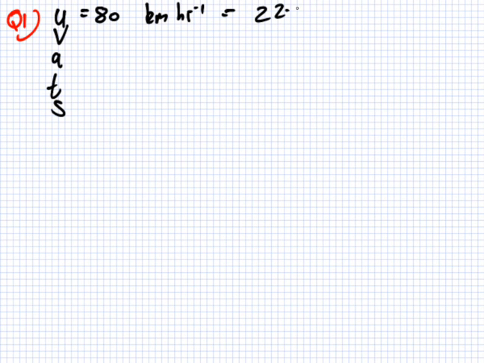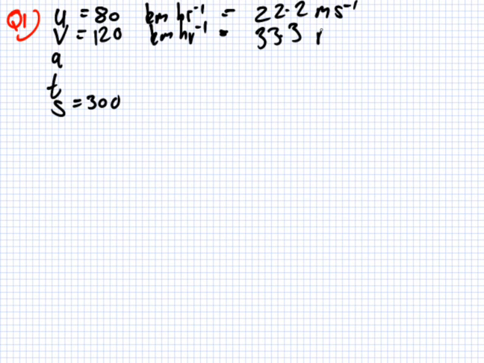The driver puts her foot down, and the car accelerates to 120 kilometers per hour over a distance of 300 meters. So 120 kilometers an hour is 33.3 meters per second, I think. The A and T we don't know, so what do I ask you for? How long did the acceleration take? And how large was the acceleration? Alright, so I do ask you for both.